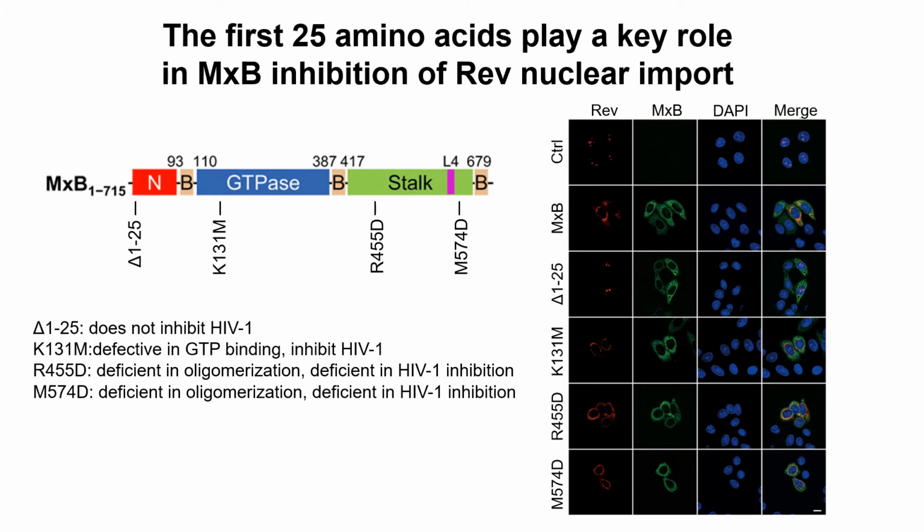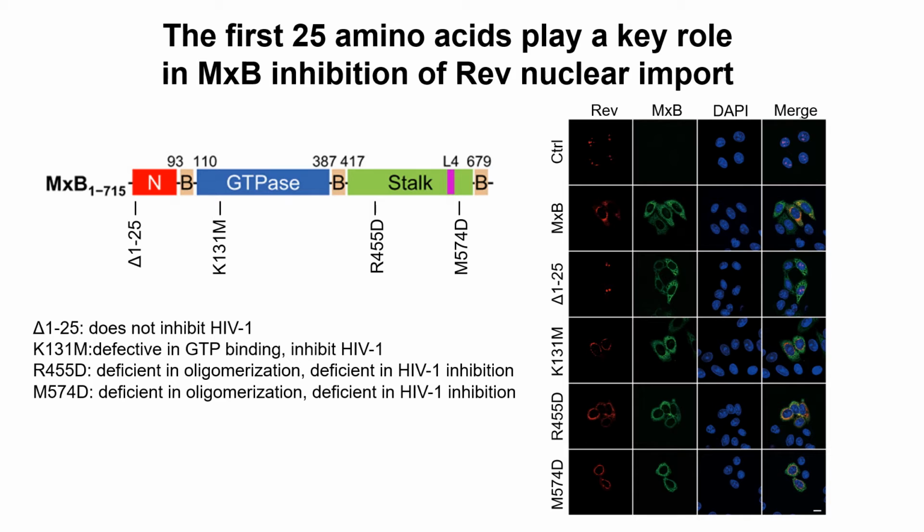We next tried to determine which function of MxB is required to retain Rev in the cytoplasm. This is the domain structure of MxB. The N-terminus is critical for MxB antiviral function. MxB with the first 25 amino acids deleted loses its anti-HIV-1 activity. K131M is a mutation defective in GTP binding. R455D and M574D are defective in MxB oligomerization.